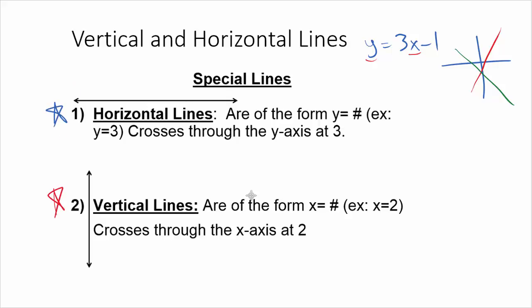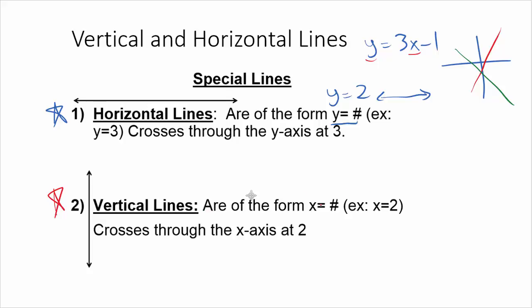Now, to tell if a line is going to be a horizontal line, it needs to be of the form y equals some number. That number could be anything. It could be like y equals 2. If you see an equation that does not have an x, it only has a y, it's a horizontal line. It's going to go straight across like this, left and right. That will also tell you that this would cross through the y-axis at 2. We'll get to that in a little bit.